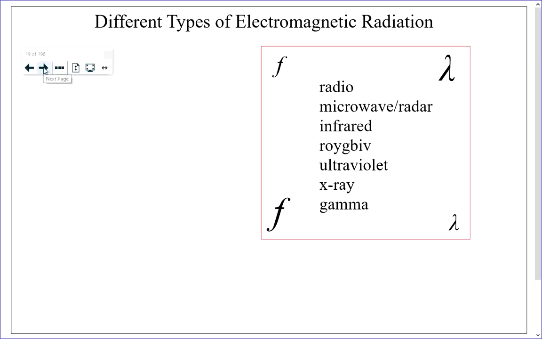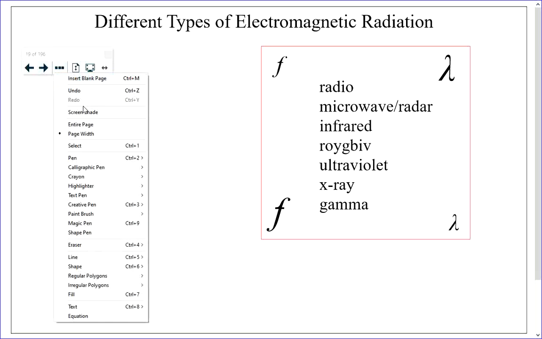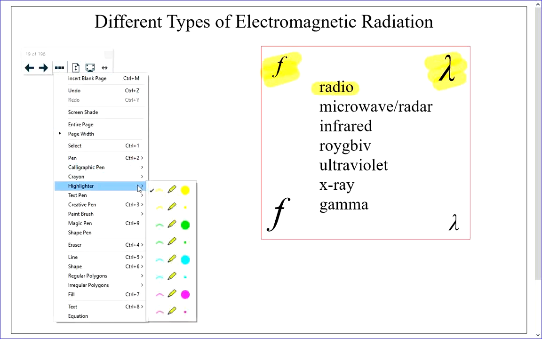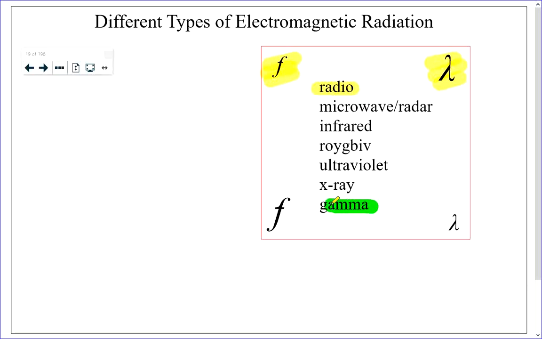And you were expected to know the order of these in terms of wavelength and frequency. So radio waves have a very long wavelength and a small frequency, whereas something like gamma radiation has a high frequency and a short wavelength.